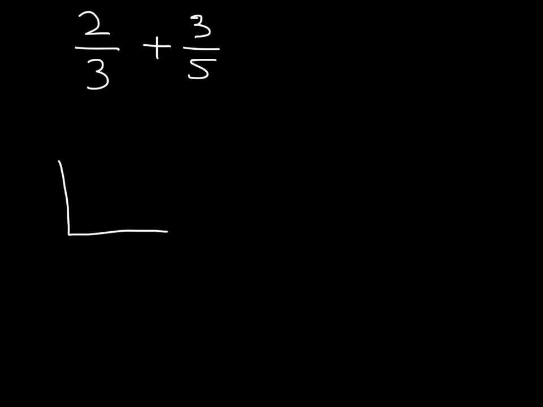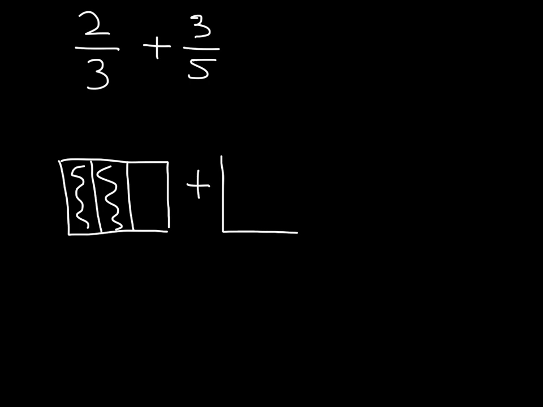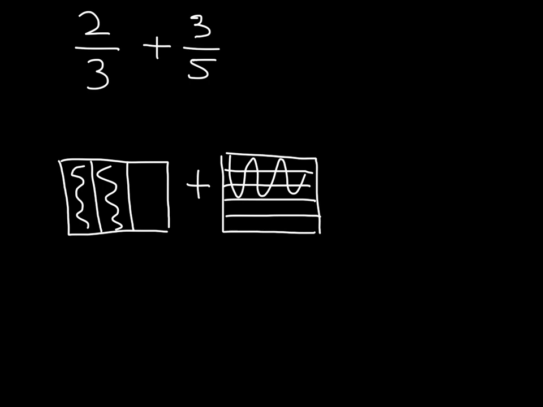So I'm going to make my area model, and I'm going to draw 2 lines to cut the first area model into thirds, and it's 2/3, so I'm going to shade 2 of the parts, and the area model for the second fraction will be cut into 5 parts, and I need to shade in 3 of those 5 parts.